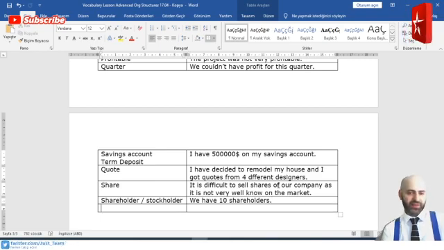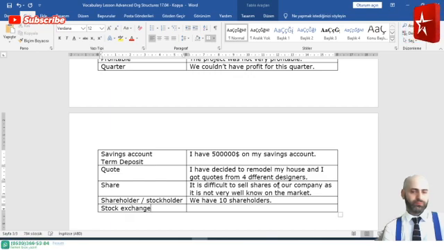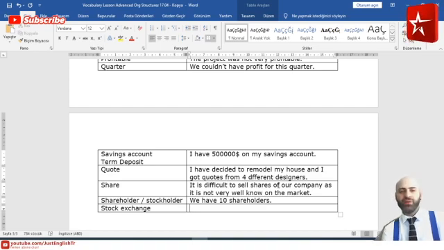Also, one more thing related to this stock and share is stock exchange. Stock exchange is the place where the stocks are sold and bought. It's like a market, imagine, but of course it is done online, or sometimes it is done in some kind of auction way. Not in the market, but a special place where the brokers go.